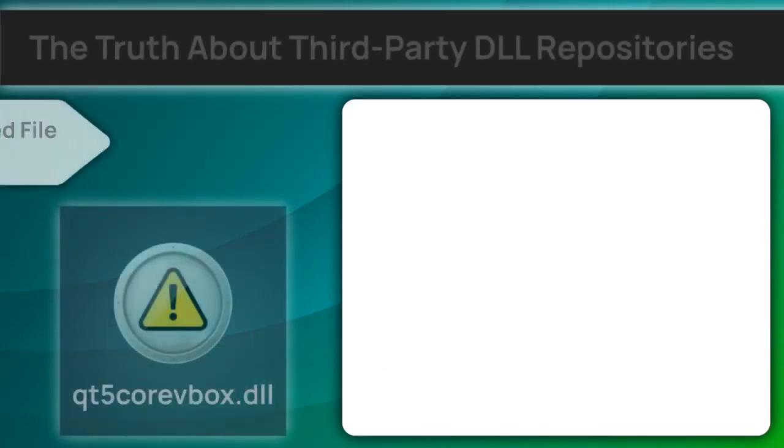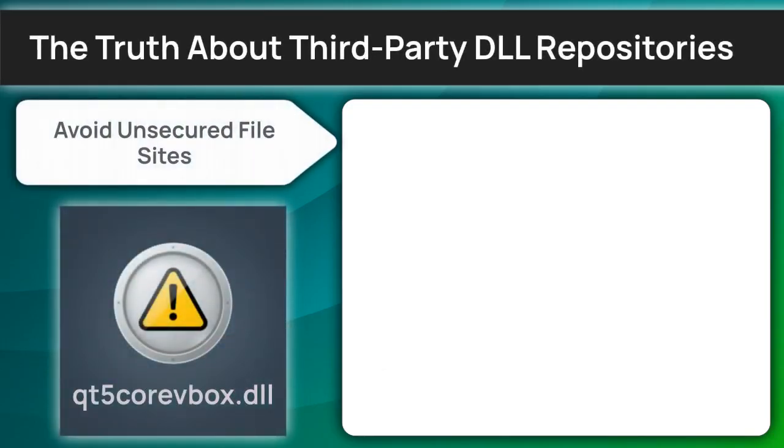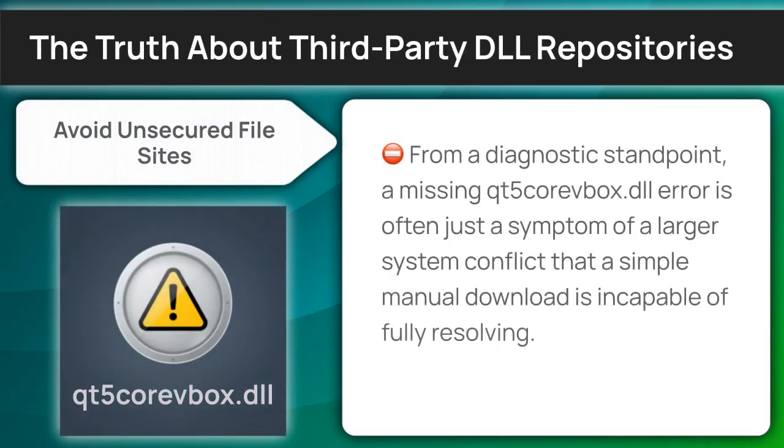Before concluding, I want to address a critical security consideration for maintaining your system's integrity. The statistical risk of a blue screen of death increases significantly when you attempt to manually swap out critical files like qt5 VirtualBox DLL within your System32 or SysWOW64 folders.